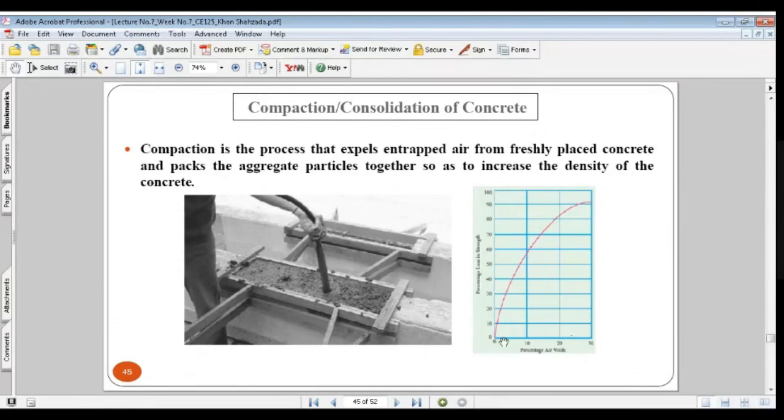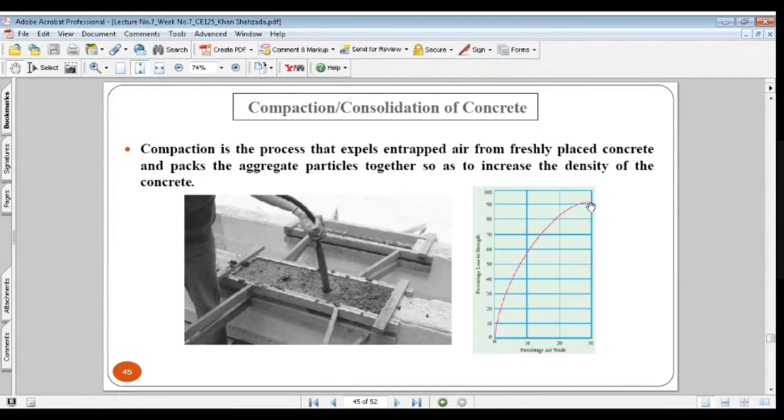Here you can see in this graph, on the x-axis we have percentage air voids, and on the y-axis we have percentage loss in strength. As the percentage of air voids inside the concrete increases, the percentage loss in strength also increases. Here you can see if we have 10% voids, we have almost 58% loss in strength. But if we have 30% voids in the concrete, then we have almost 91 to 92% loss in the strength.